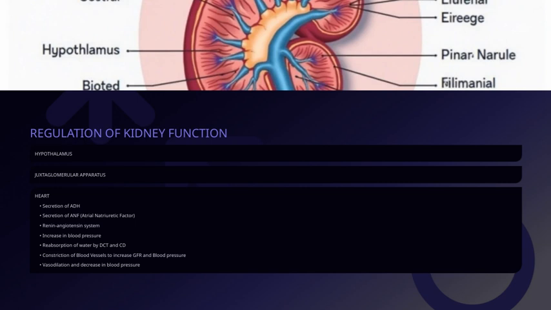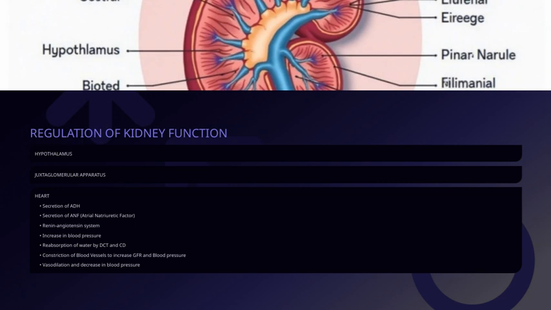Another important process is the reabsorption of water in the distal convoluted tubule and collecting duct. This step is crucial for maintaining proper fluid balance and blood pressure. When blood pressure drops, the body responds by activating systems like the renin-angiotensin system, which helps restore pressure by constricting vessels and promoting water retention. We also see the secretion of hormones like atrial natriuretic factor, or ANF, which acts to reduce blood volume and pressure by promoting salt and water excretion. On the other hand, antidiuretic hormone, or ADH, increases water reabsorption, supporting blood pressure when it drops.